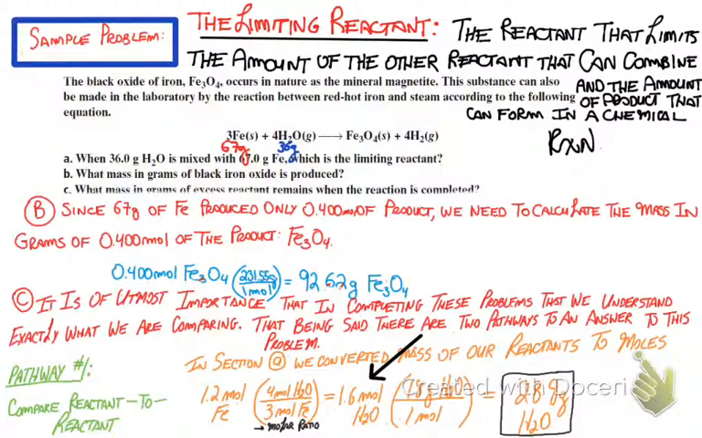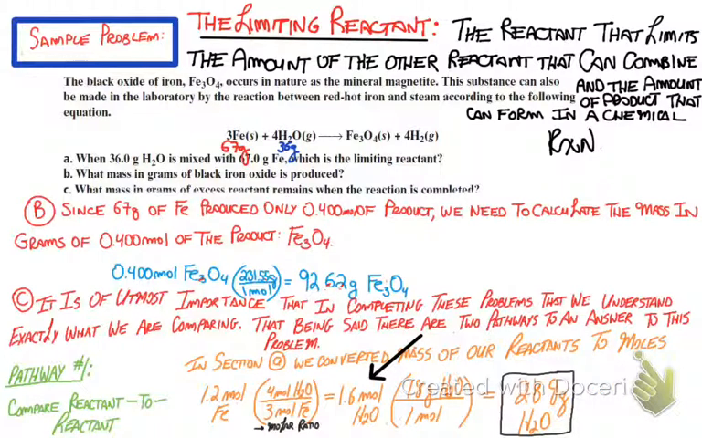The problem is asking for what mass remains. So as a last step here, I would simply say, initially I started off with 36 grams. I consumed 28.8 grams. So I'm going to be left in my reaction vessel with 7.2 grams of water. That's how much is going to be left. That's the answer to C going pathway number 1.